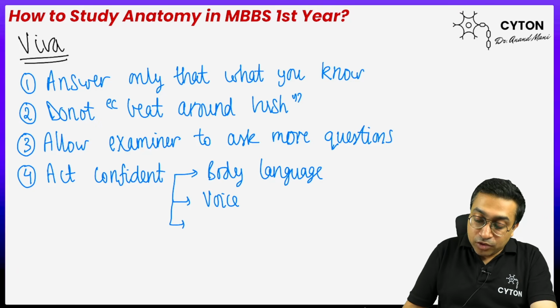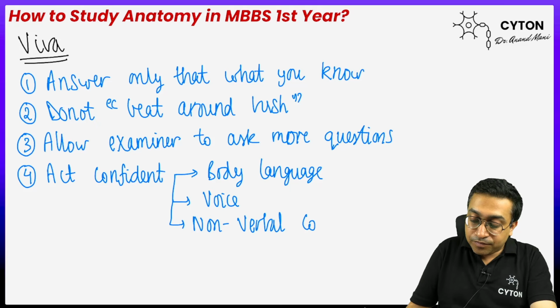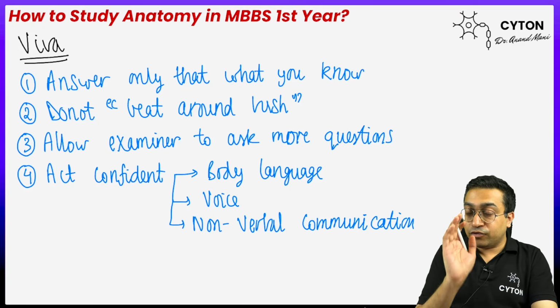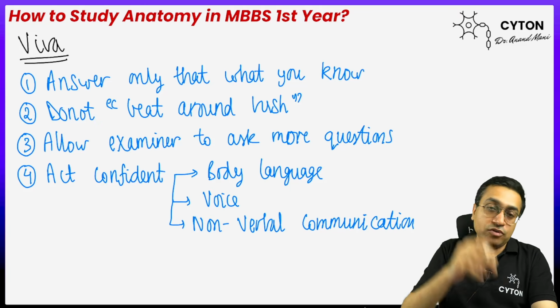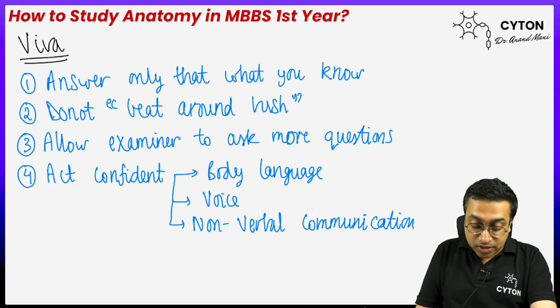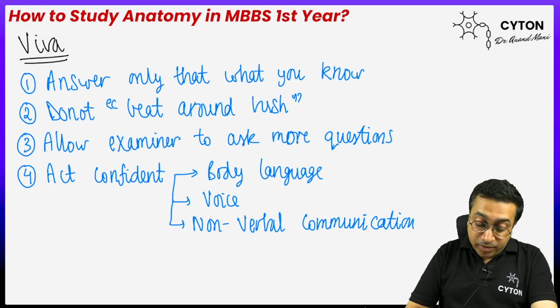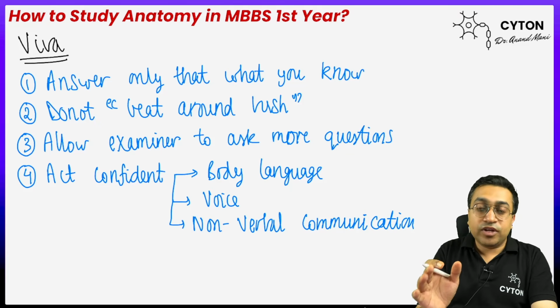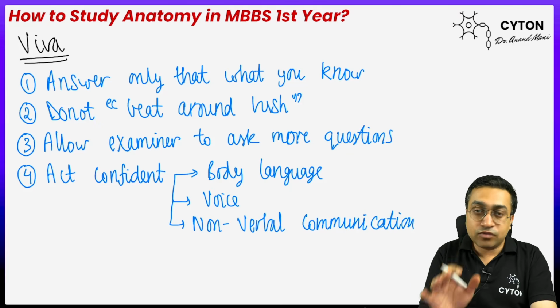Then non-verbal communication. So what is this non-verbal communication? That is your eye contact. Eye contact is very important. You should look straight into the examiner's eyes and answer. If you say, "Sir, the osteo, sir, the humerus, I don't know, sir, I am not sure, sir, upper end of humerus," this way you will not get marks. Have confidence, look into the examiner's eyes. If you know the answer, please be confident.